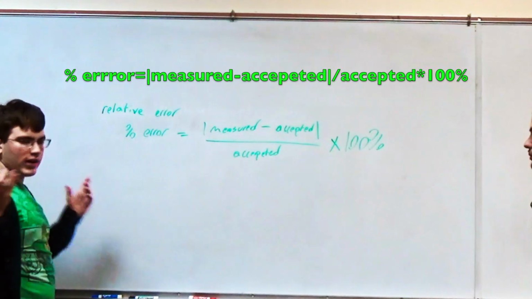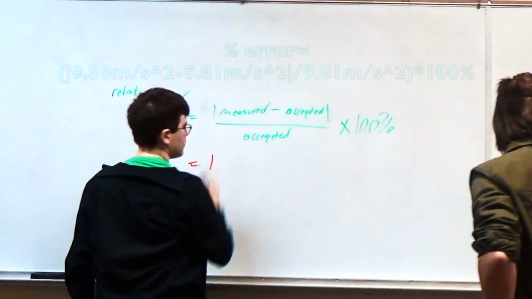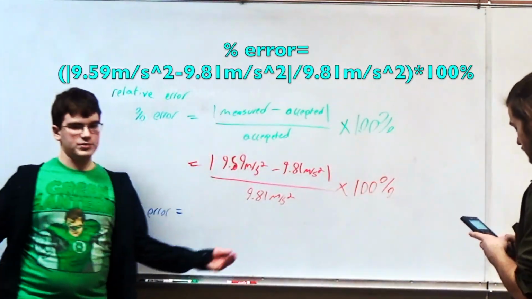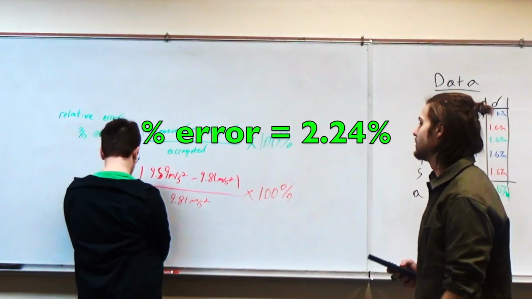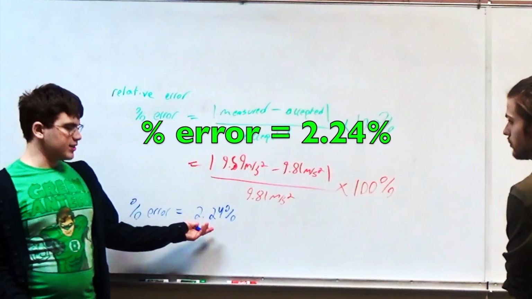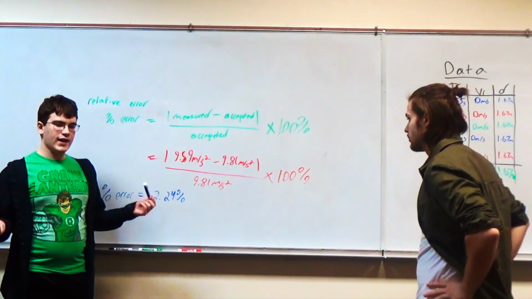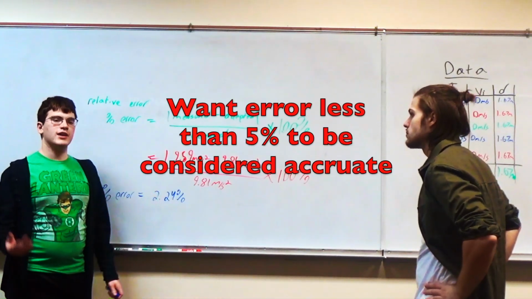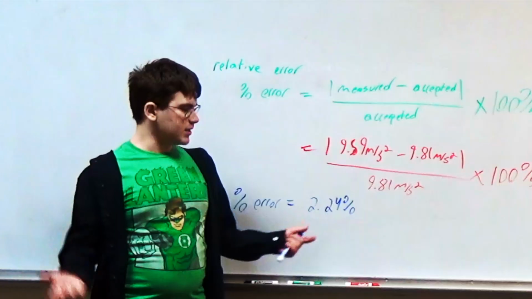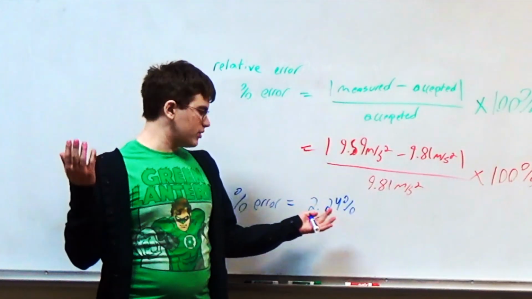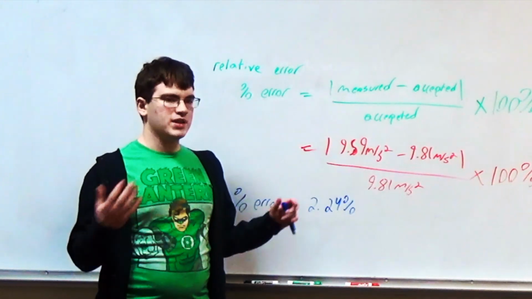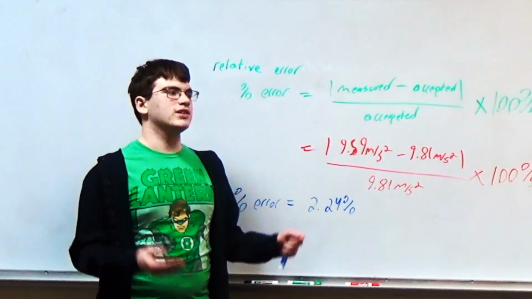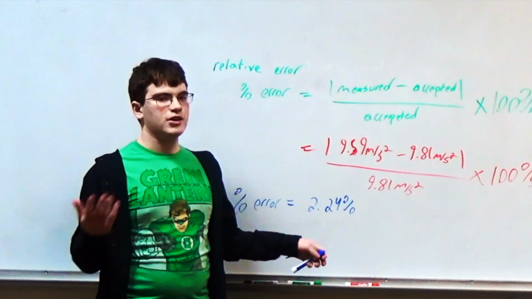Our error in our measurement was, and our percent error, Lantern, was 2.24%, and that is relatively good. In fact, you will hope to have less than 5% error. Because our error was only 2.24%, we will accept our value as being a good measurement for the acceleration due to gravity here on Earth.